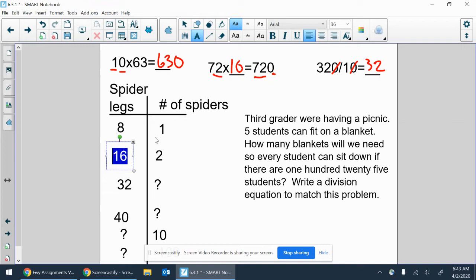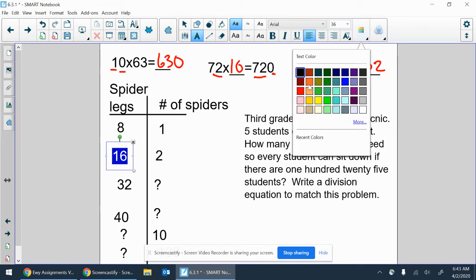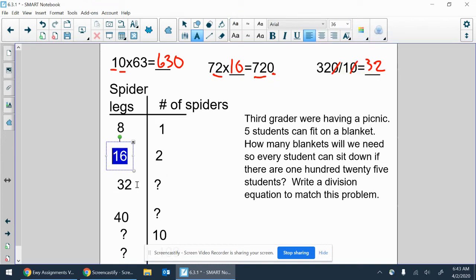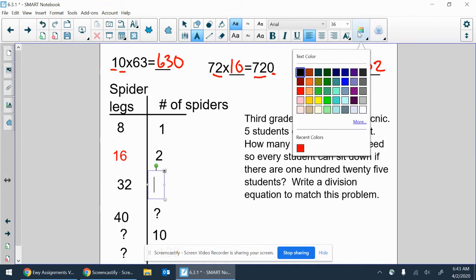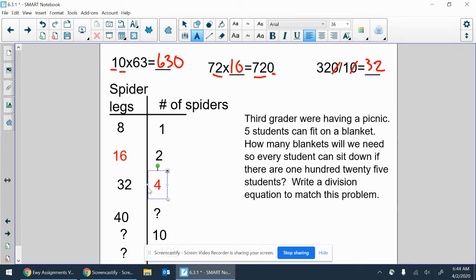And then if we had the 32 legs, we had to figure out how many spiders that would be. So 32 divided by 8, or 8 times what is 32? You could also think of it as 16. When you double 16, you get 32. So if you think about that, it's the double. So that means that we had to do 8 times 4.